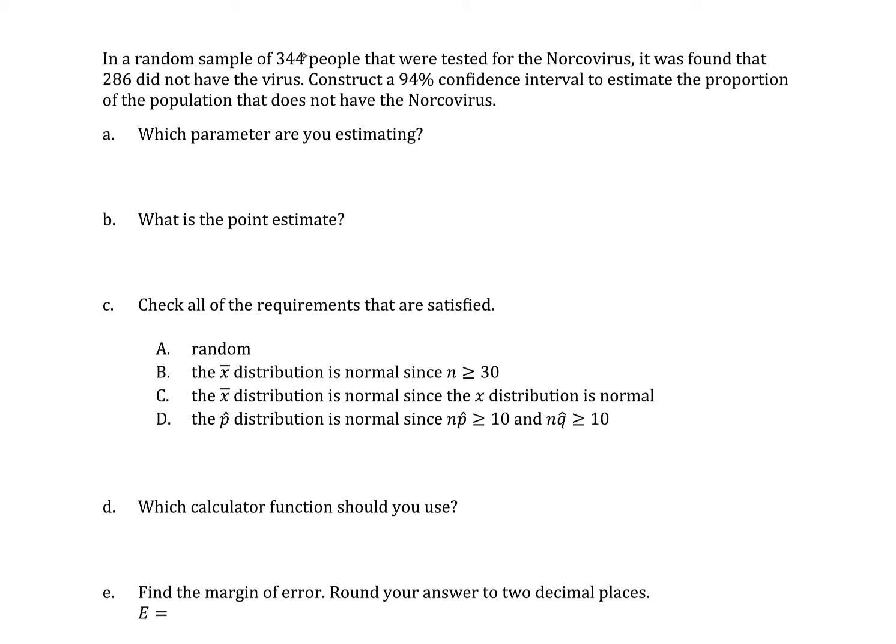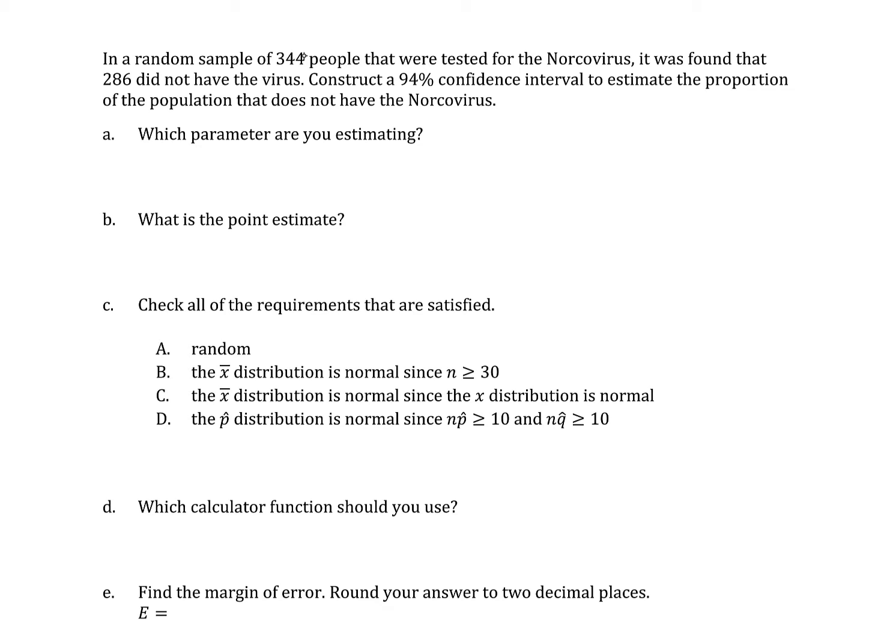In a random sample of 344 people that were tested for the Norcovirus, it was found that 286 did not have the virus. Construct a 94% confidence interval to estimate the proportion of the population that does not have the Norcovirus. Which parameter are you estimating?